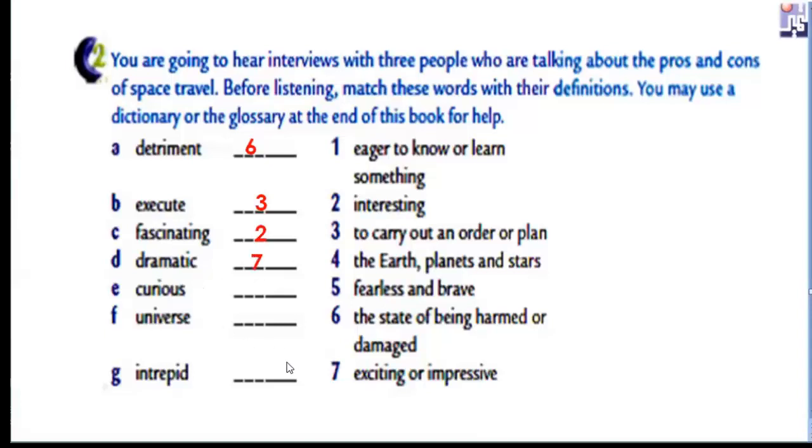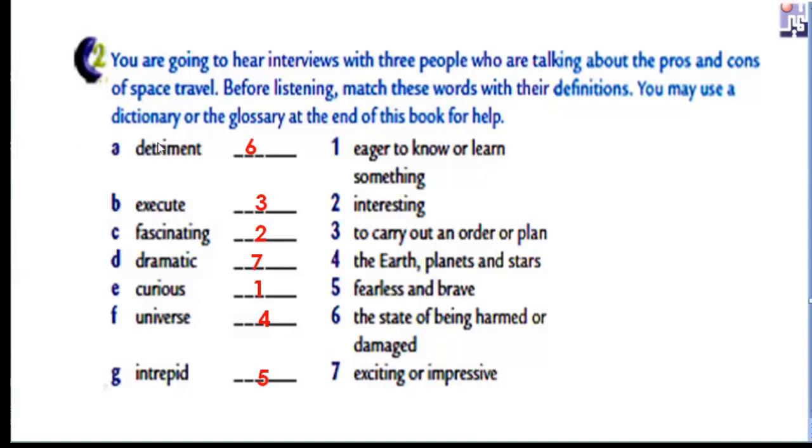Dramatic means, as you can see, exciting or impressive. Curious, this adjective, means eager to know or learn something. This is the universe, the earth, the planets, and the stars, as you can see in front of you here. And the last one is intrepid. As I told you before, intrepid is a brave person who is fearless.